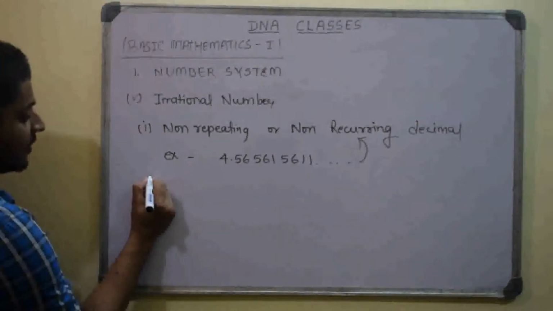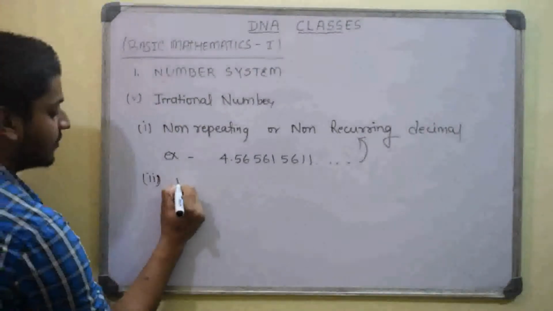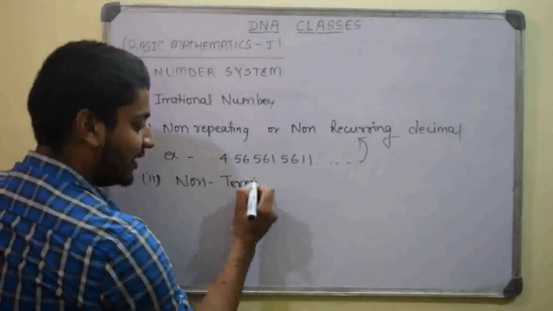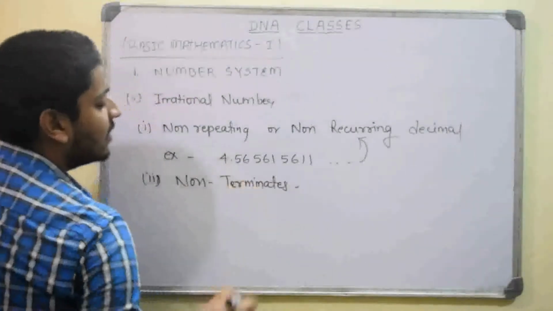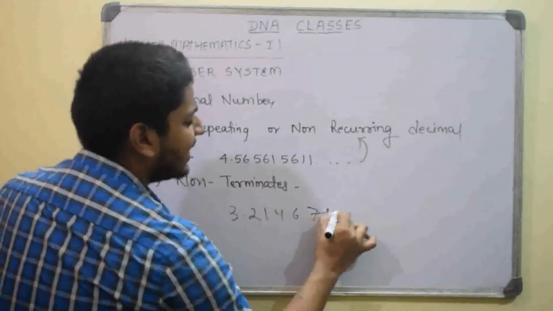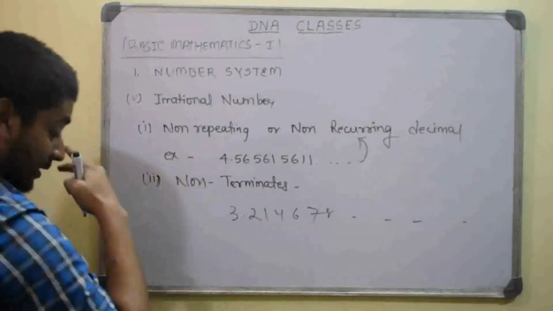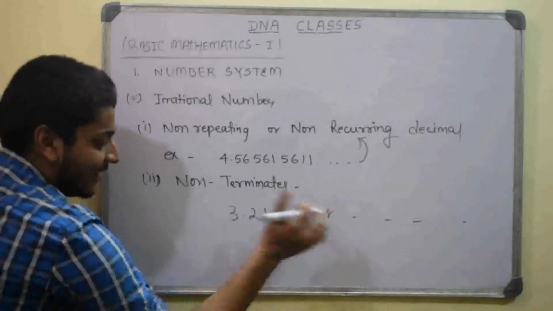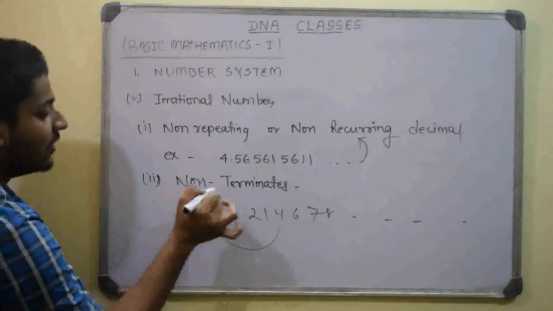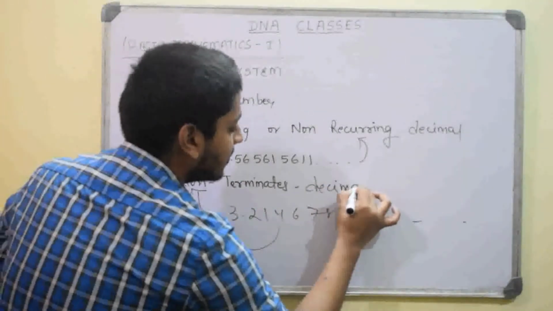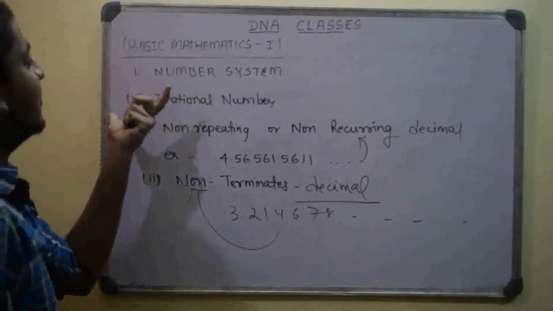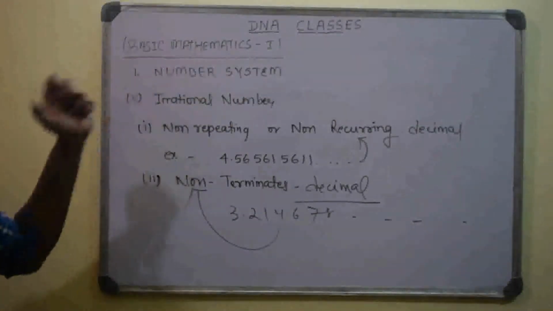Next is non-terminating. What is the meaning of non-terminating? Which does not terminate. Similarly, if we take an example like 3.21467, 8, it goes on further, so it doesn't end. Such a decimal which does not end is called a non-terminating decimal. So we are done with our number system.